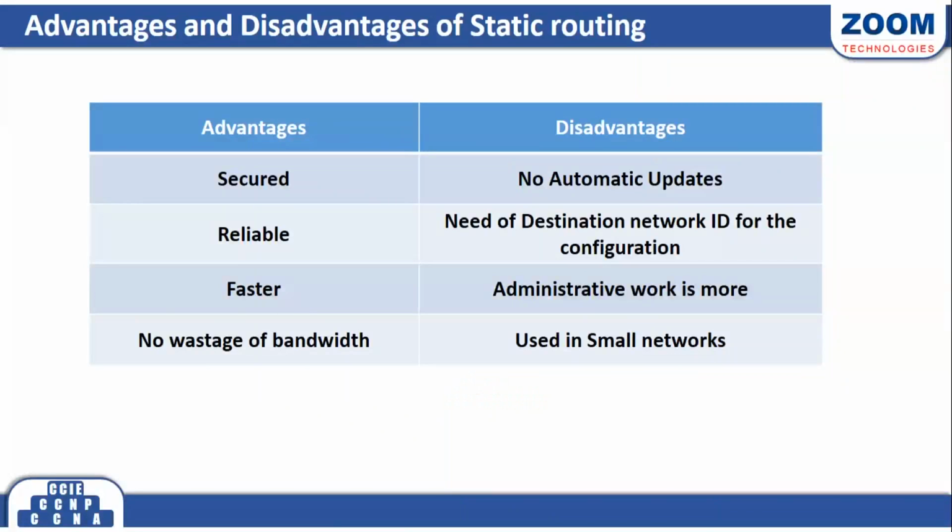Advantages and disadvantages of static routing. Advantages: secured, reliable, faster, no wastage of bandwidth. Disadvantages: no automatic updates. We should know the destination network. Admin work is more, so it is used for only small networks.